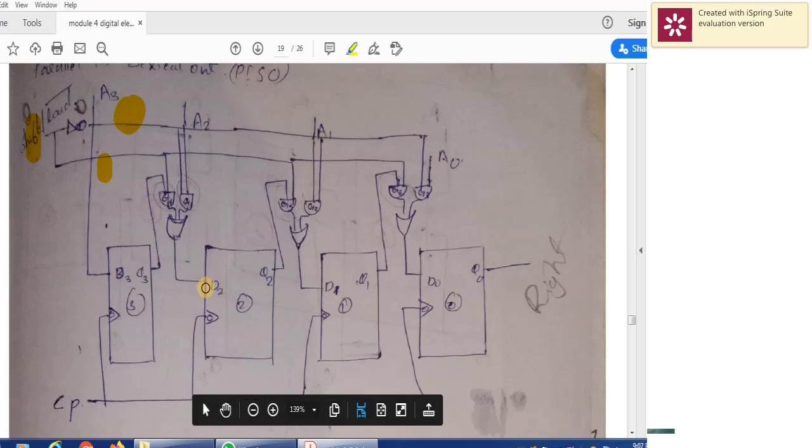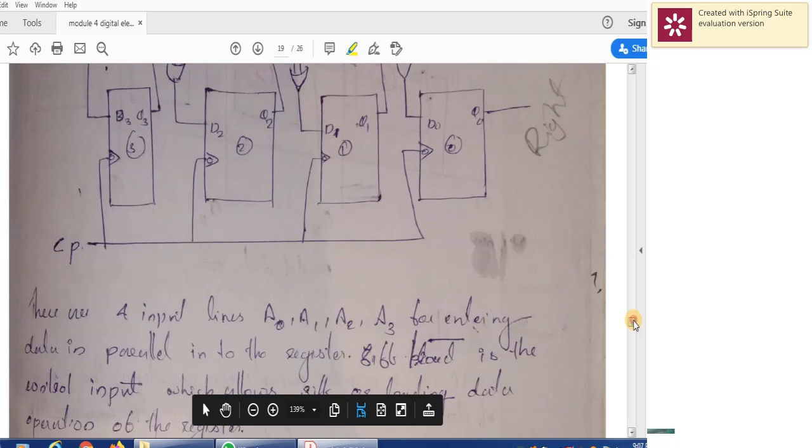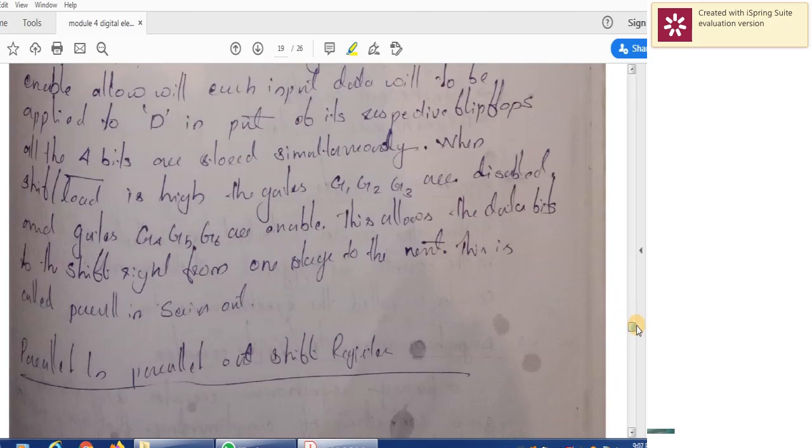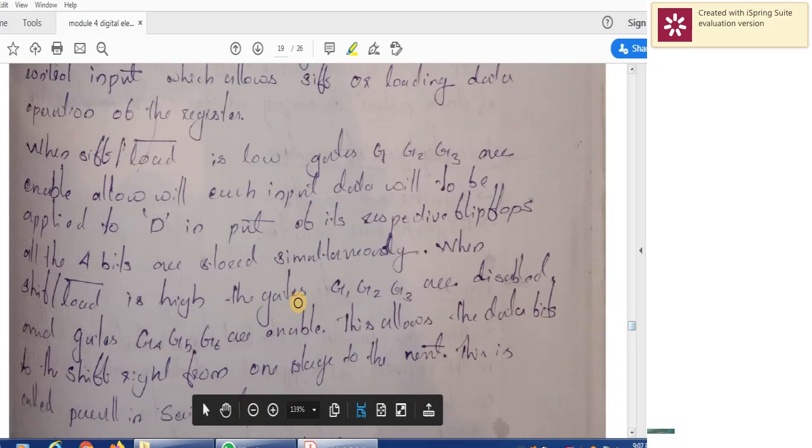So now the data will be transferred serially. So that is called parallel in, serial out. Okay, in the next video we'll see the parallel in, parallel out shift register.